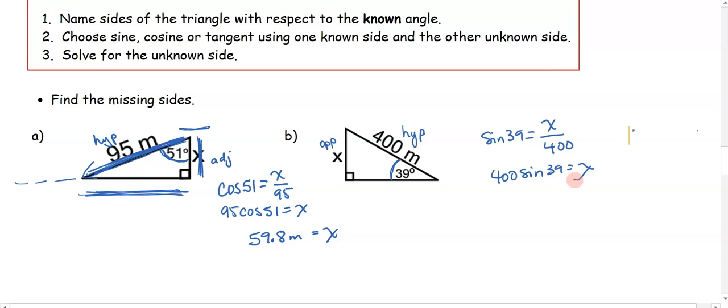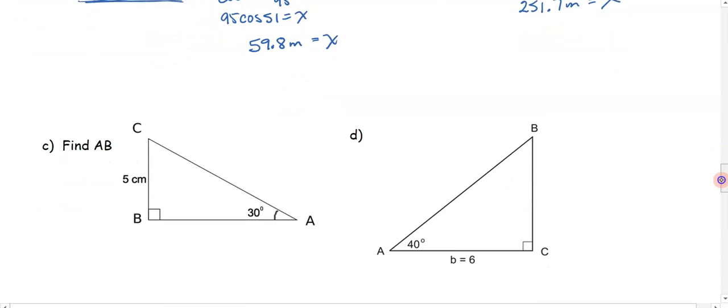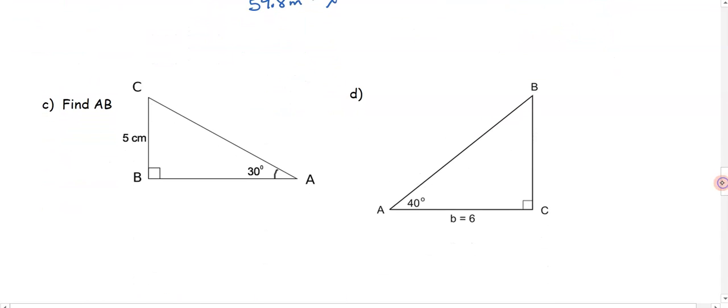And I type that into my calculator. And I get 251.7 approximately meters for x. Okay, let's jump down to a couple more.